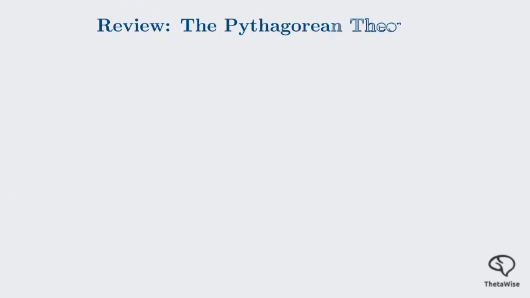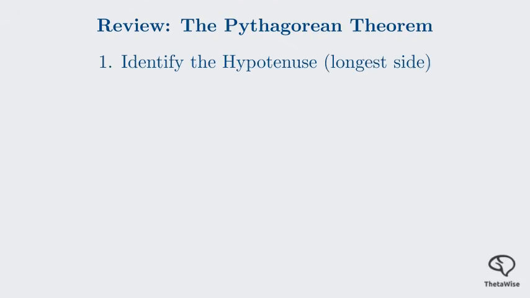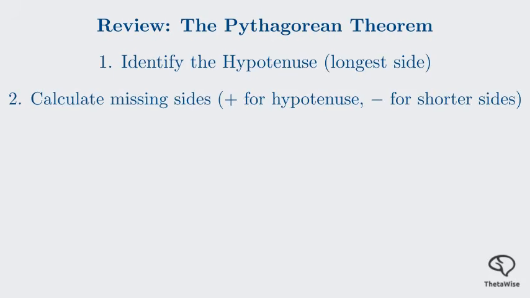To wrap up, let's review what we have covered today. You are now equipped to handle right-angled triangles with confidence. First, identify the hypotenuse, which is the longest side opposite the right angle. Second, calculate missing side lengths using addition for the hypotenuse and subtraction for shorter sides. Finally, verify right-angled triangles using the converse of the theorem.